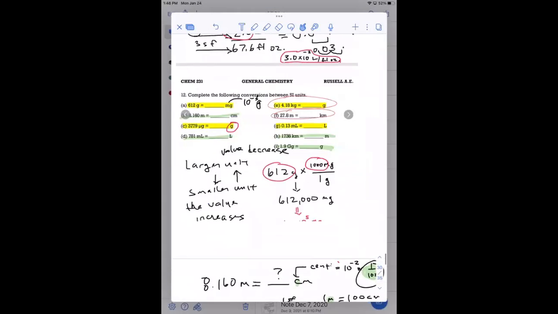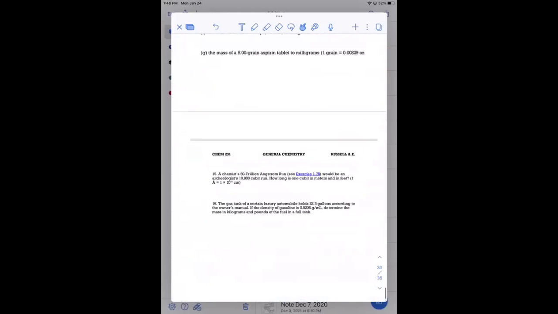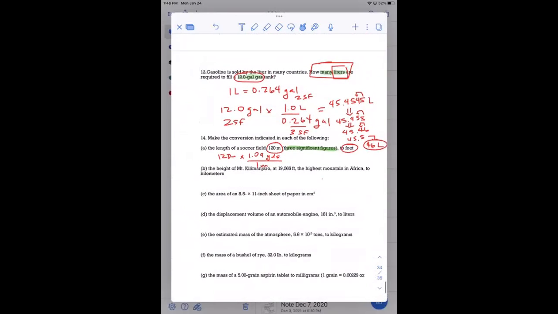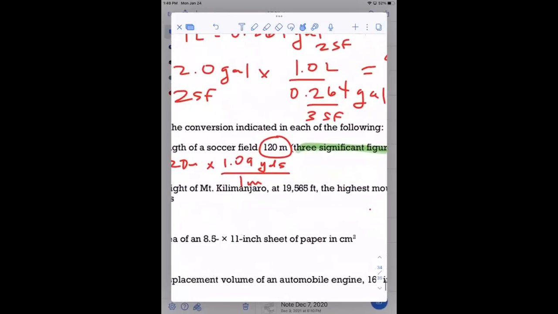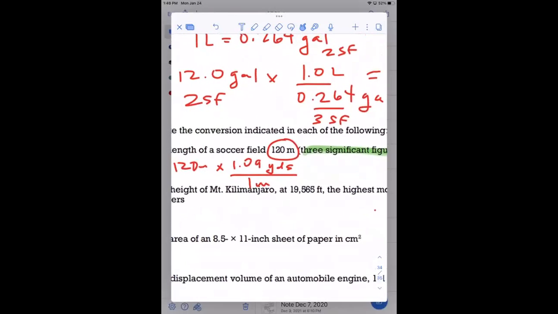All right, so let's calculate that. Let's take that and turn meters into yards. And then somebody calculate that. So 120 meters times 1.09 yards. I think the 0.9 would be 1 yard per 0.9 meter.